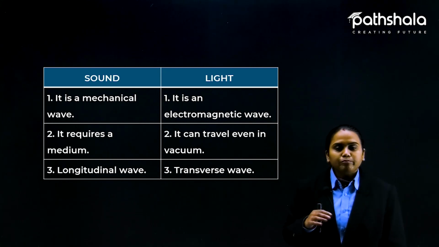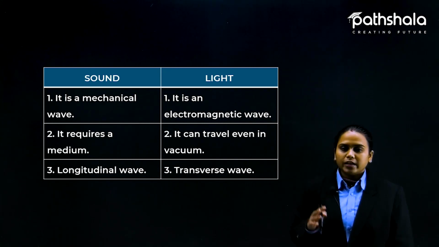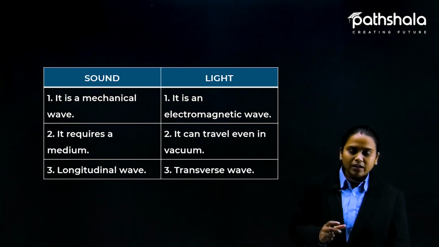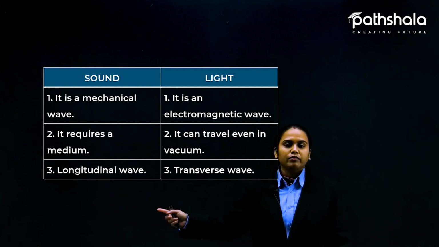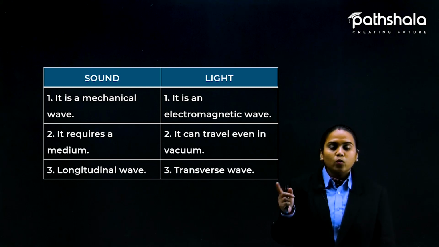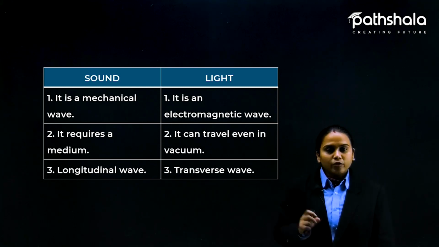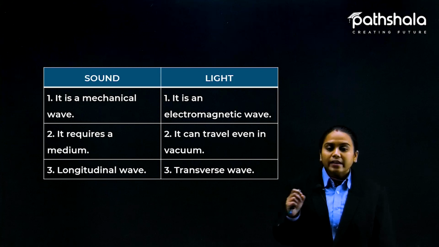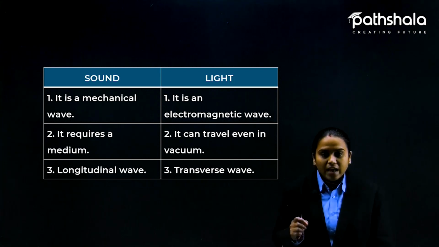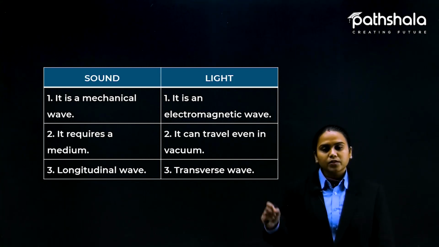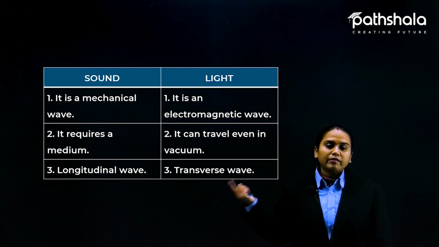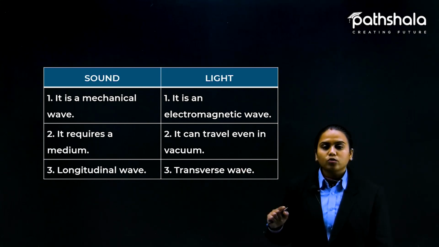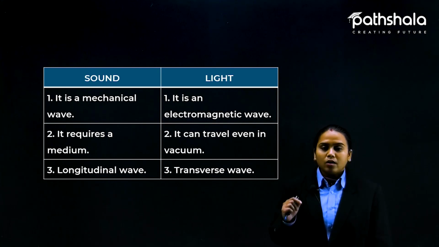So basically sound is a mechanical wave. It requires a medium to travel, and it is a sort of longitudinal wave. And light, what is it? It is an electromagnetic wave which can even travel in a vacuum, and it is a sort of transverse wave. These longitudinal and transverse waves are two different things, and I will tell you the difference between them later on.